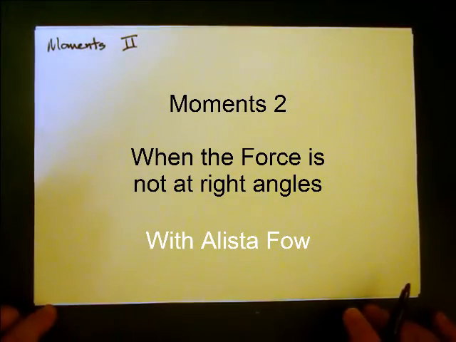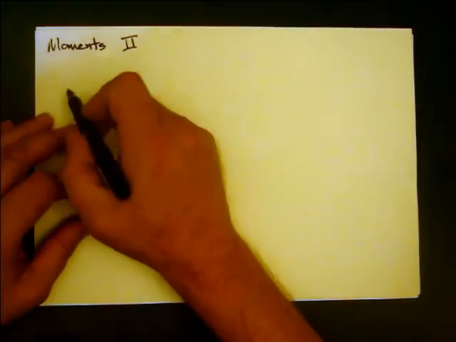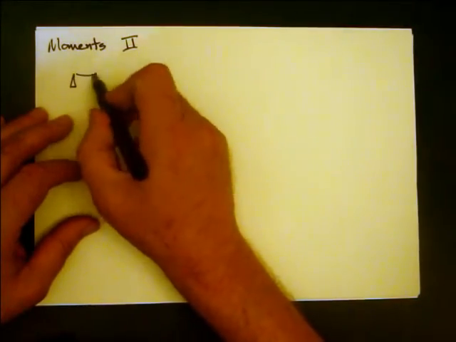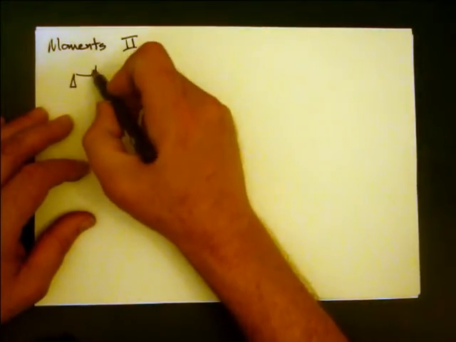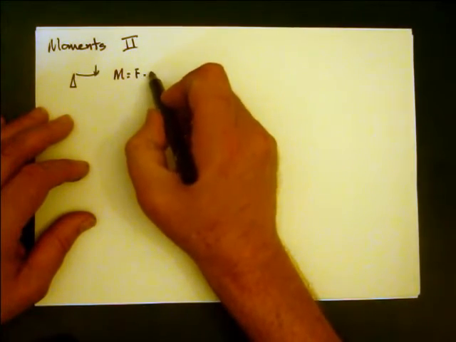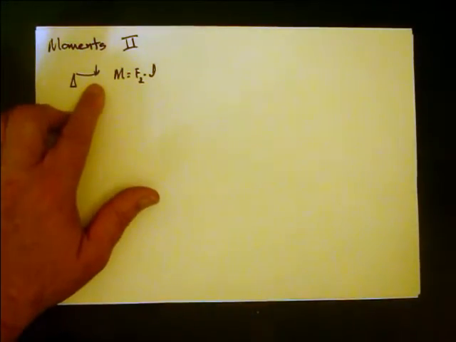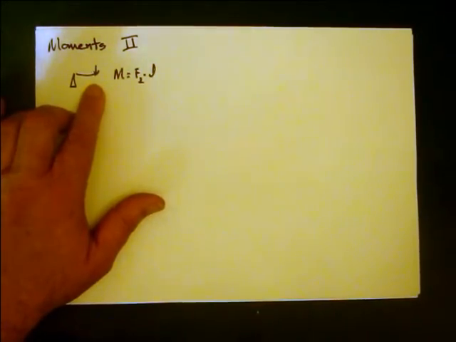One of the things about a moment is when you do a moment, the force must be at right angles. So if I'm applying force at that point there, the moment equals the force times the distance, and it's going to be the perpendicular force. But what happens if that force is not at right angles?